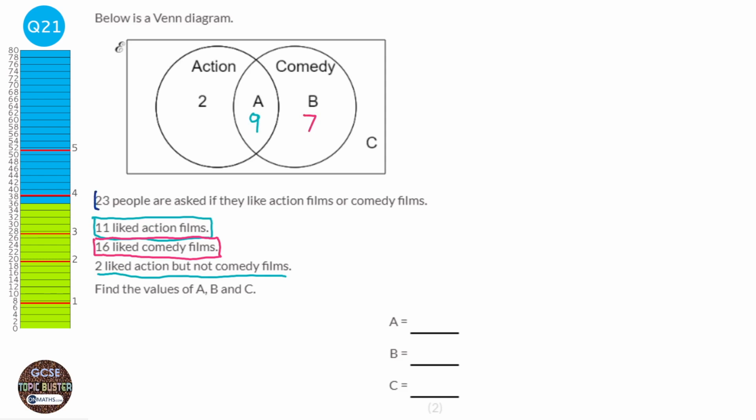So 7 only liked comedy. It says there's 23 people altogether, so what we're going to do is take away the people who liked action, the people who liked both, and the people who liked comedy. Take all those away from 23, and we're left with 5. So the answers are going to be 9, 7, and 5.